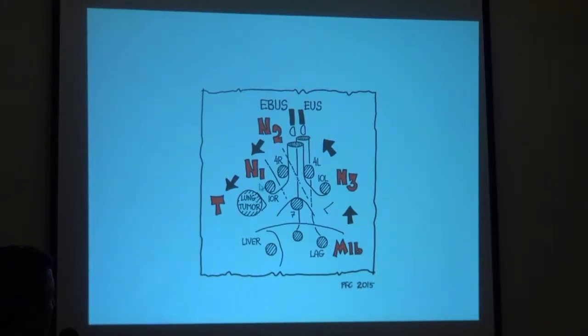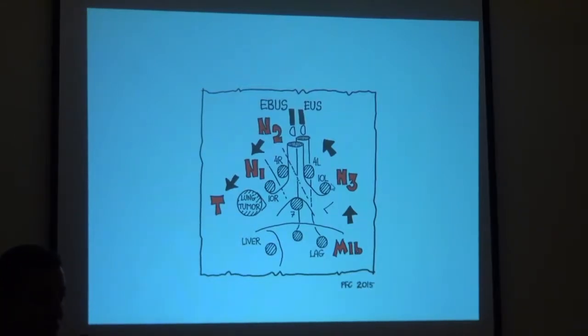Then suppose your tumor is on the right: if you have a left-sided lymph node, you go for it first, so 4L or 10L. If you don't, then you go to the N2, which are the mediastinal 4R or 2R and the 7. And the last thing would be to sample the N1. The key thing is to try to get to an N2 or an N3 lymph node first and really be careful.